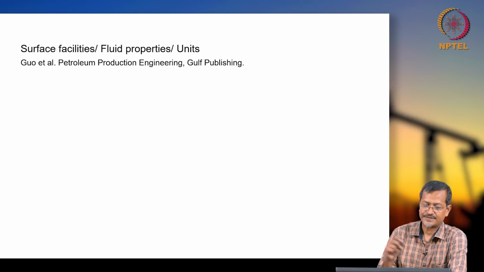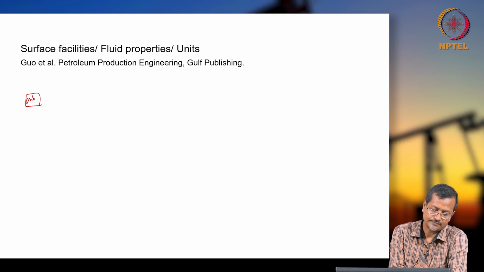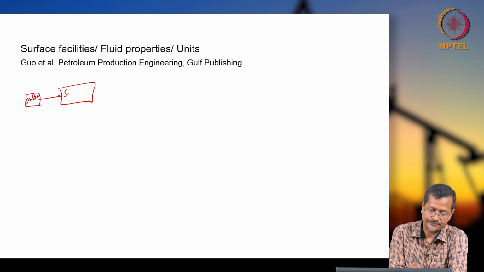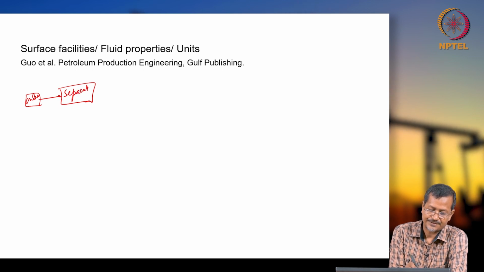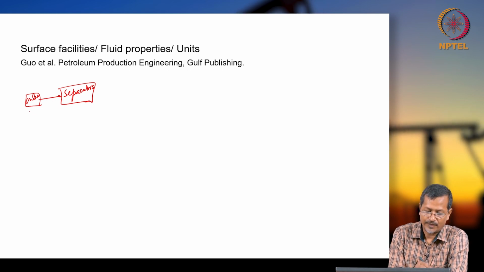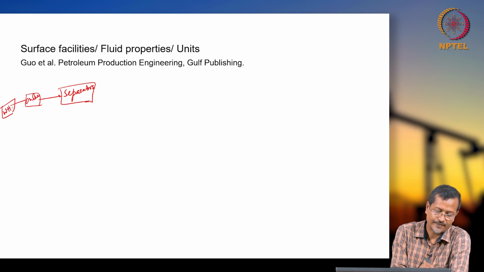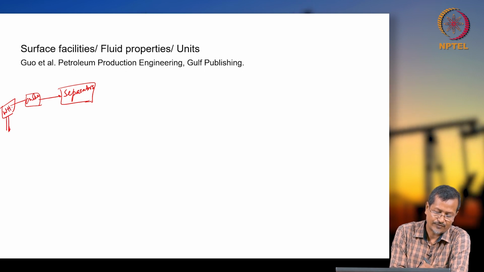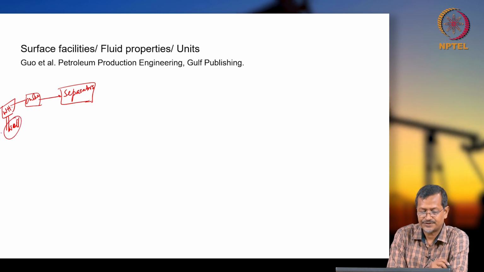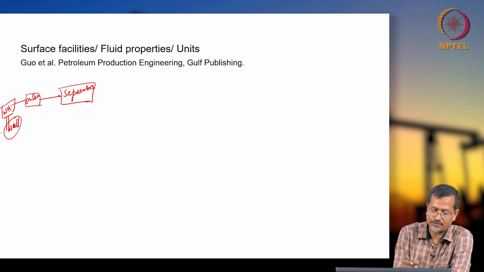So, surface facility, when we are talking about it, that means we have one choke. From the choke, it will go to separators. So, why are separators required? From the wellbore you are getting fluid. Before that we will have the wellhead, and the wellhead is getting fluid from the wellbore. During the completion stage we fix the wellhead, choke, everything, and you fix the separator also.